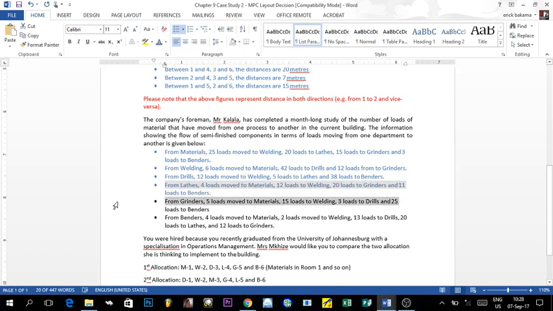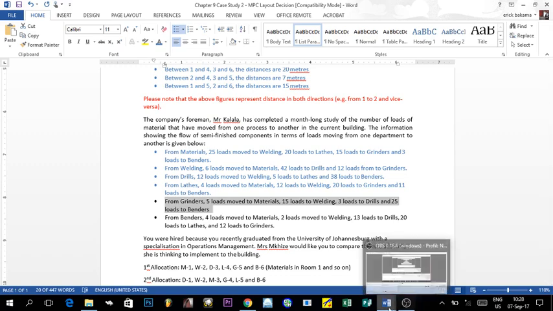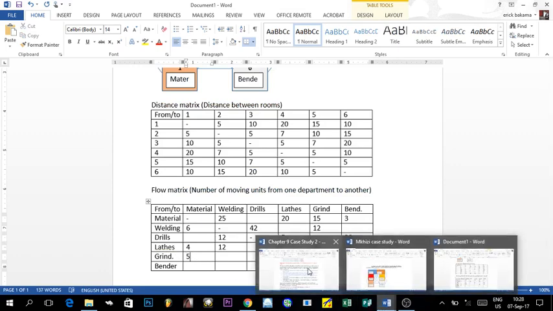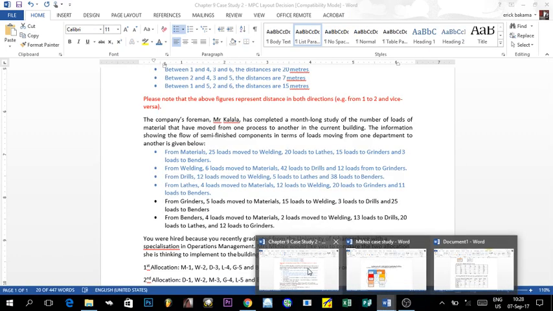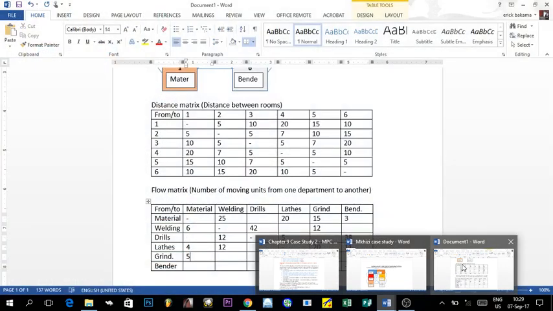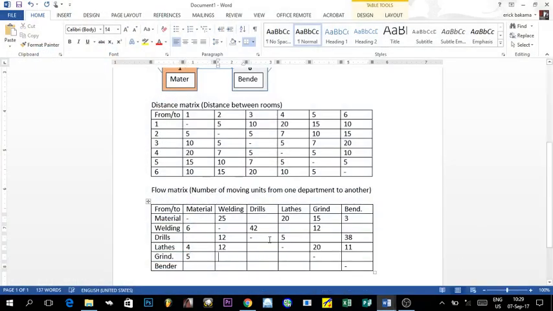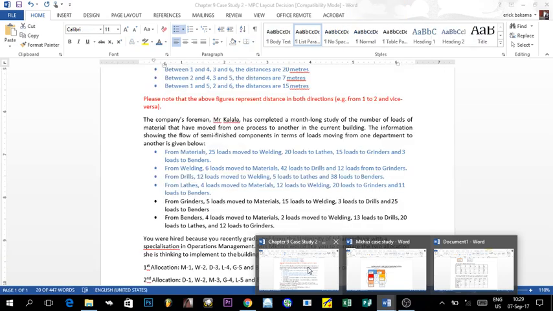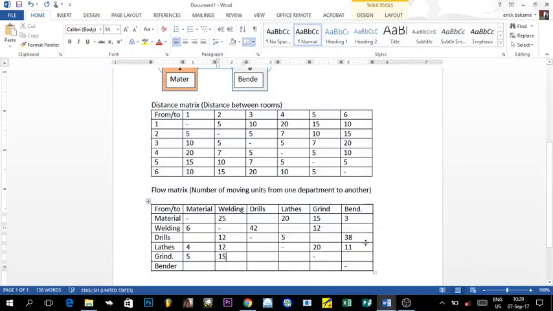Now we are working on this row here. From grinders, we have 5 that are moving to material. After those 5, we have 15 that are moving to welding. So we have our welding here, which gives us 15. And then from grinders, we have 3 that are moving to drills. So we have our drills here, we have 3 of them.